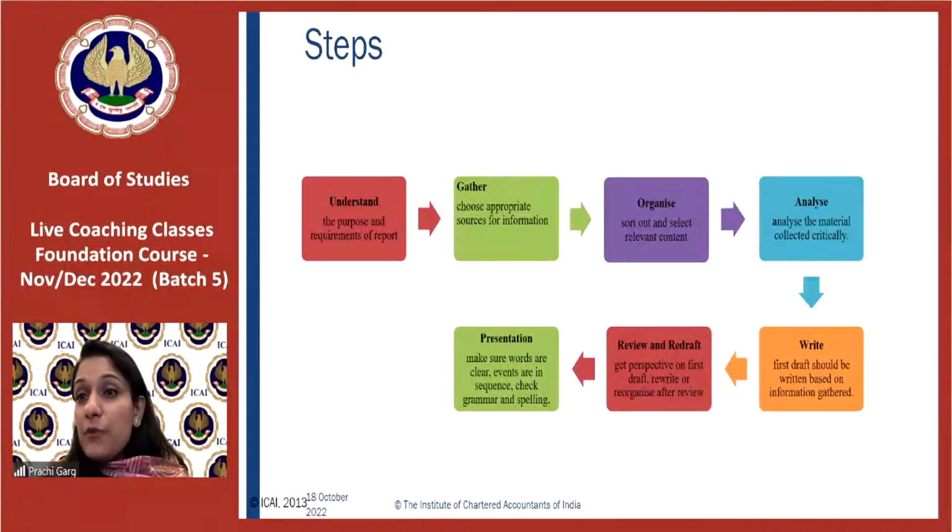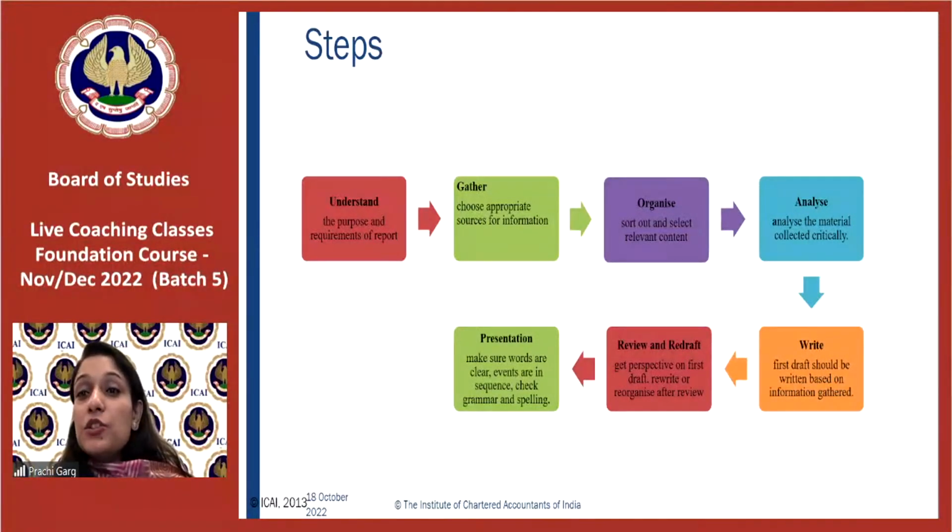Next step, which is very important, is reviewing and redrafting. Reviewing is that you take a perspective from the first draft and then you rewrite and reorganize after your review, right? Because you have information and you quickly write it down and prepare the first draft. Some information might be here and there, it might not be in sequence, or you feel that this is not appropriate, or you need to put it here first, right? This was not supposed to be here. So basically, you need to reorganize your thoughts after your review.